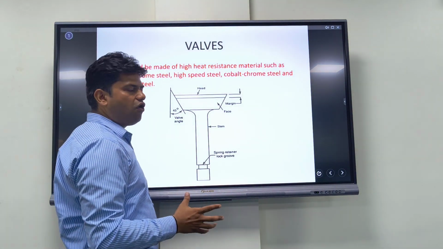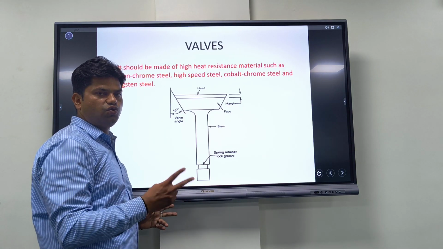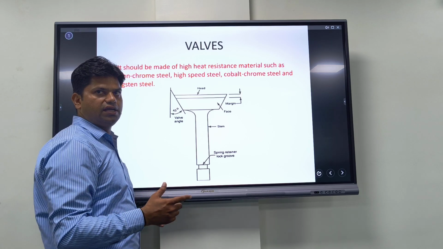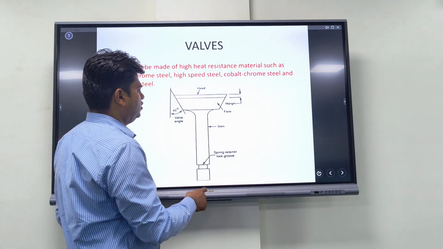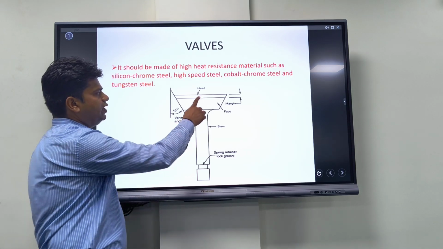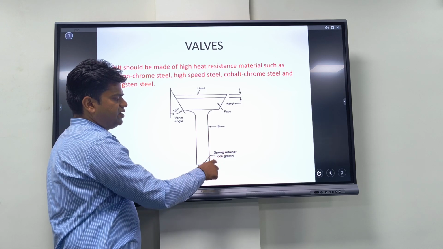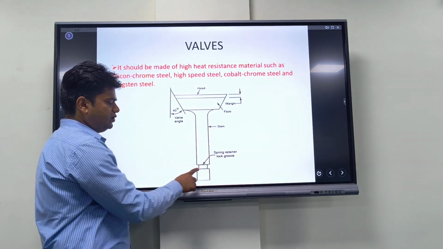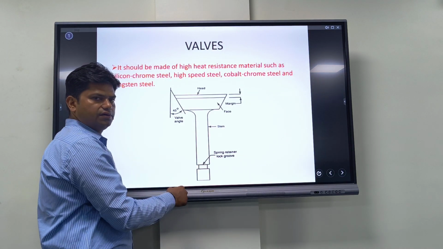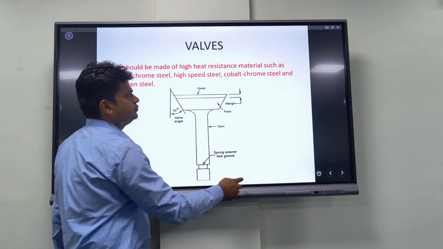When we talk about valves, there are inlet valve and exhaust valve. There are 2 valves in the engine, inlet valve and exhaust valve. The basic diagram of a valve is this: head, face, stem or spring retainer, lock groove. Here is a spring. This space is used for the spring, to lock the spring.